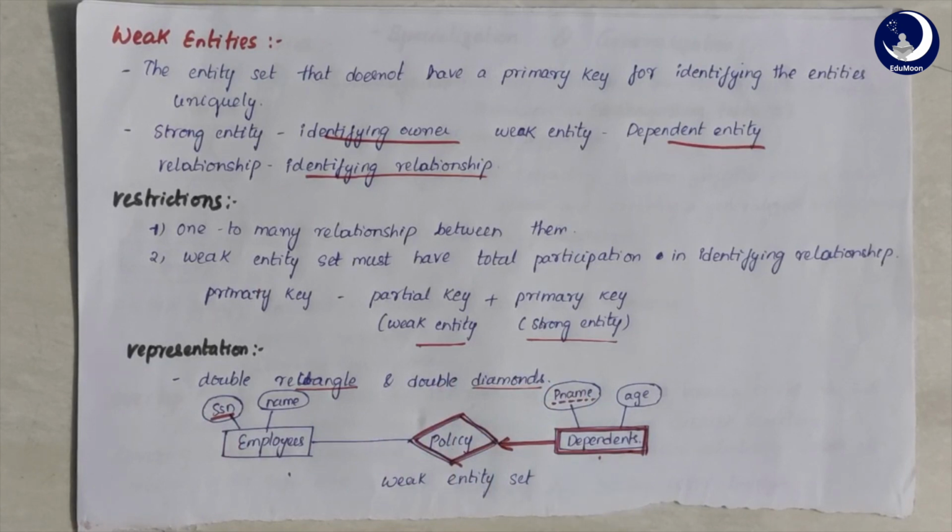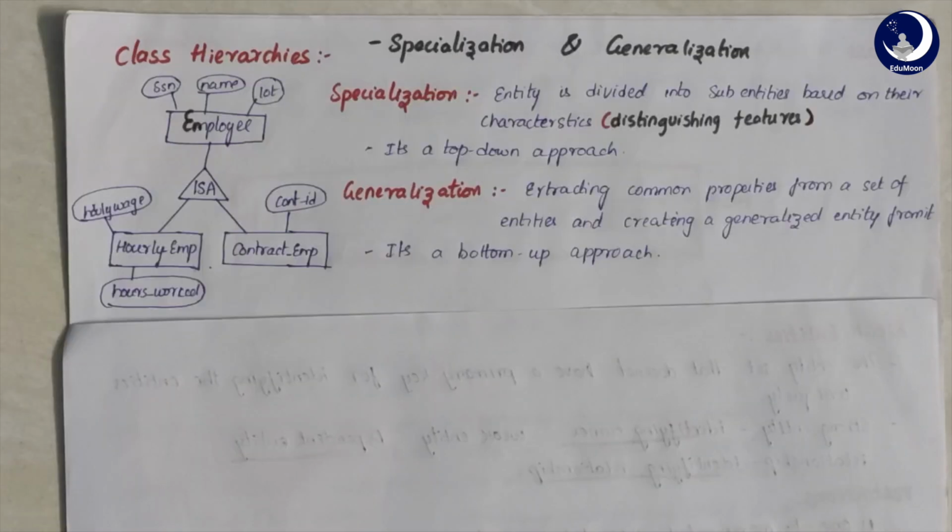Now let's move to the next topic, that is class hierarchies. We have a feature called class hierarchies in the ER model that lets us have hierarchies between the entities in an entity set. This can be done in two ways. One is specialization and the other one is generalization. Now let's see what specialization and generalization are, and later we'll look at an example to understand it better.